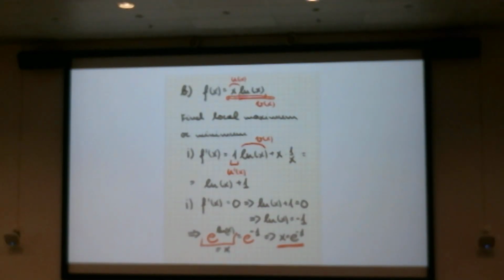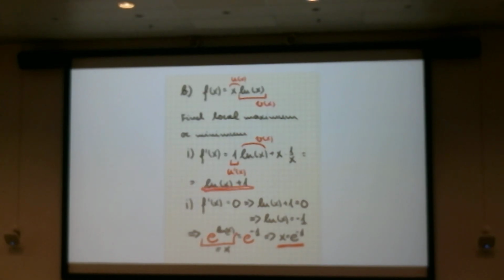whether the function is convex or concave. Therefore, I always describe the task as finding a maximum or minimum. So now we needed a product rule. In the previous example, we only needed the power rule, but now we do the product rule. But luckily, it's quite simple because we have a logarithm and we have x, so the derivatives of both of them separately are quite simple.